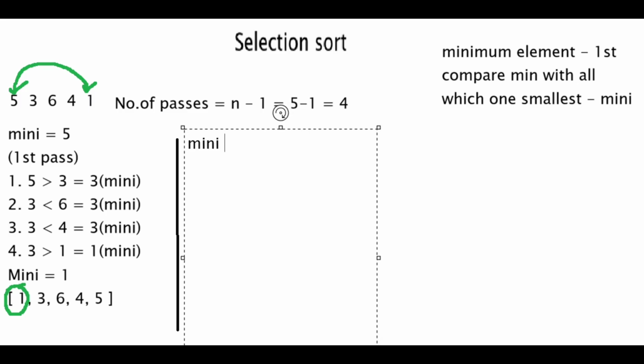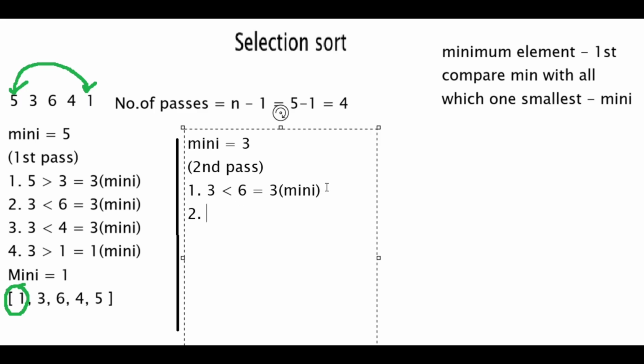So guys, what will the mini be this time? The second pass, the second thing, that is nothing but 3. We are assuming 3, and which pass is it? Second pass. Now we are again going to compare two elements. Make a guess: 3 and along with 3 and what? That is nothing but 6. Which is the lesser one? 3. So it will be the mini this time, because 3 is less than 6.